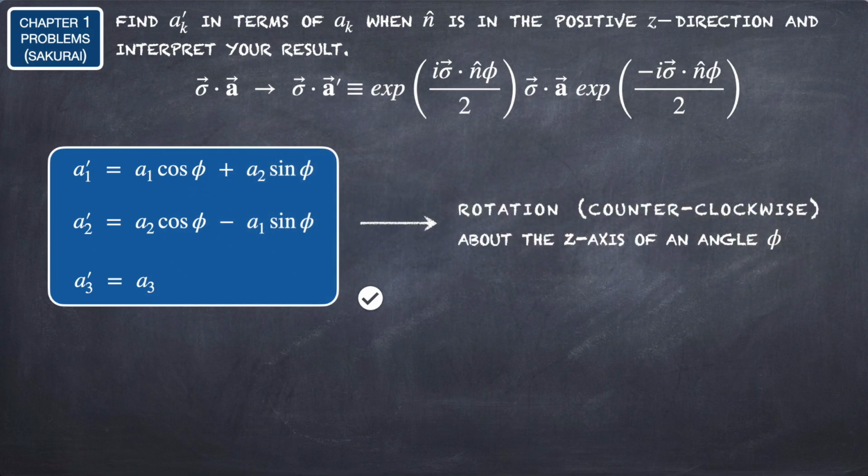And what is the interpretation of this result? This is obviously a rotation about the z-axis, because there is no change on the A3 term, which is the Az prime being equal to Az. So this is a rotation about the z-axis, and it is a counterclockwise rotation of an angle phi. So if you do a rotation about the z-axis of an angle phi, you will get this result here.